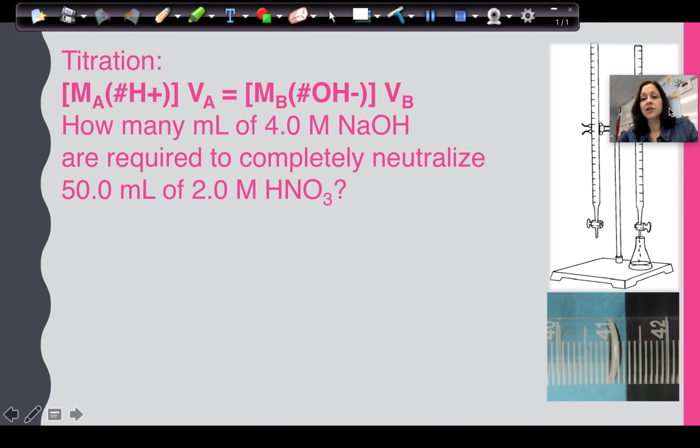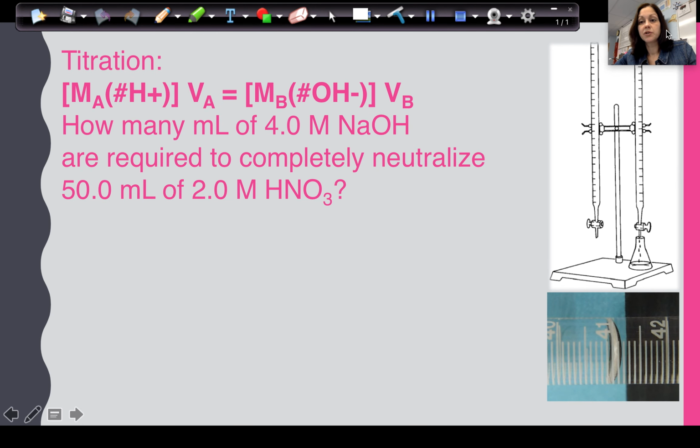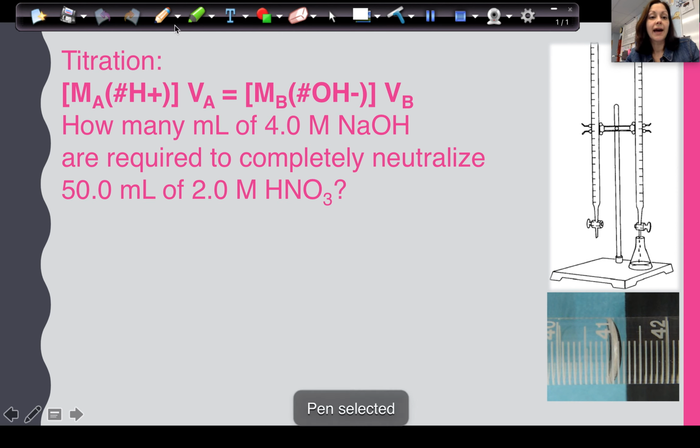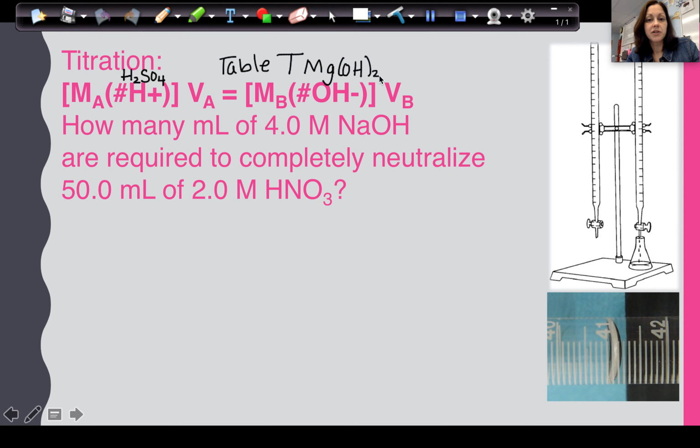When we do a titration, we do this in order to find out the concentration of an unknown acid or an unknown base. And we have a formula on Table T that says MAVA equals MBVB. I also caution you to multiply by the number of H's if there's a subscript in the formula of the acid, for example in H2SO4, or to multiply by the number of OH's if there is a subscript after the OH, like Mg(OH)2, you would then have to multiply by 2.